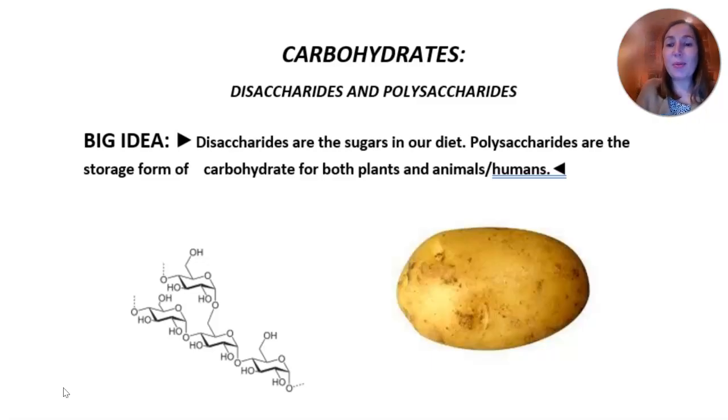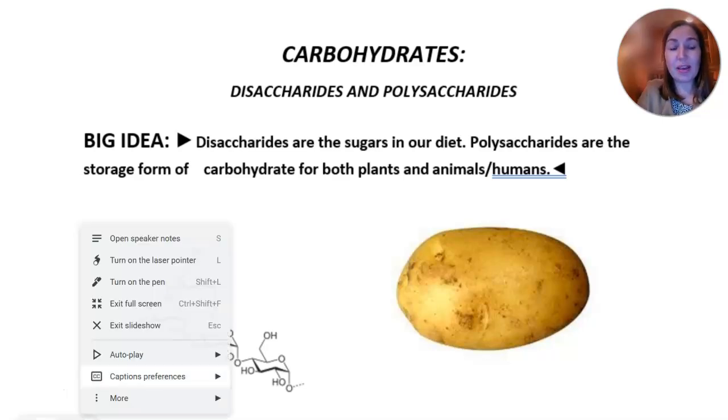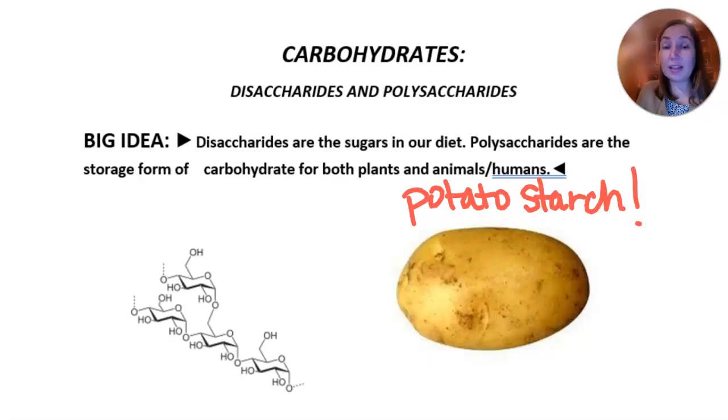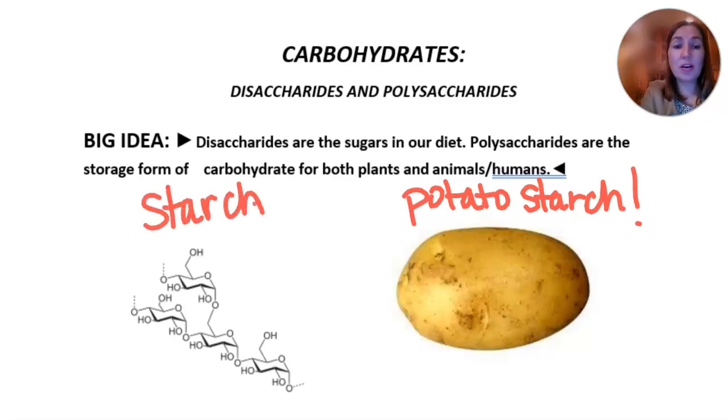So what do we have here? Well, a picture of potato just to help us think of potato starch. We've got this potato here just to remind us of potato starch. What's potato starch? Well, it is a polysaccharide. So here is a picture of that starch molecule. And a starch molecule has a bunch of sugar rings connected end to end to end.